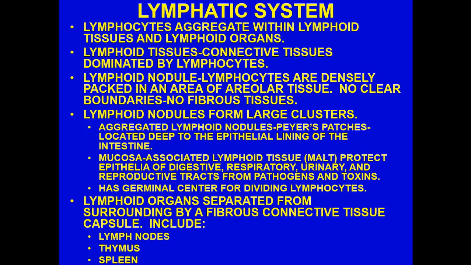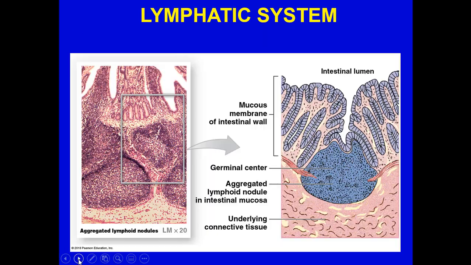Lymphoid nodules also have germinal centers for dividing lymphocytes. Lymphoid organs, though, differ because they're separated from the surroundings by a fibrous connective tissue capsule. And the lymphoid organs basically include the lymph nodes, the spleen, and the thymus.